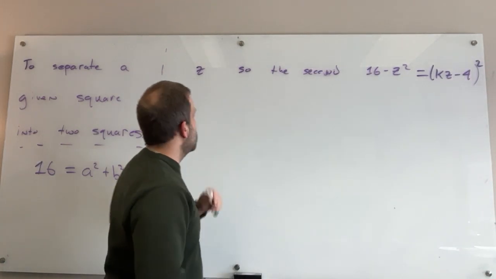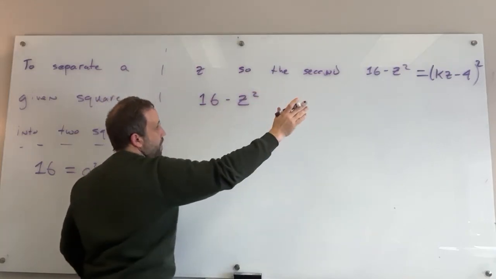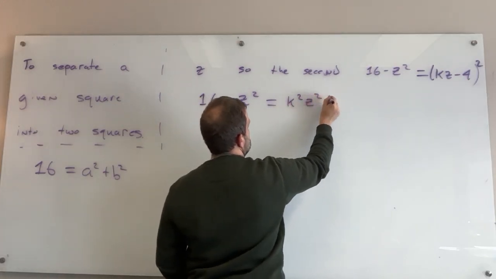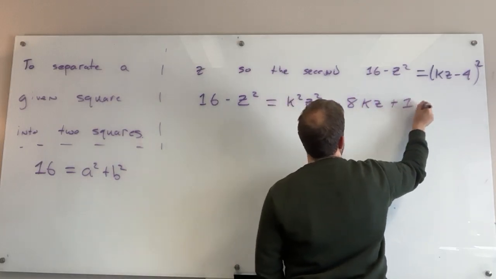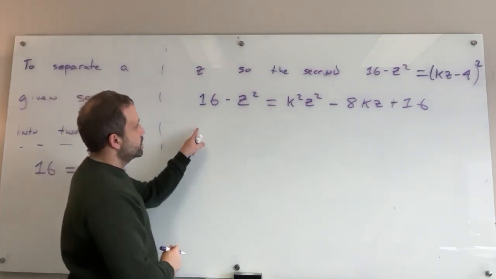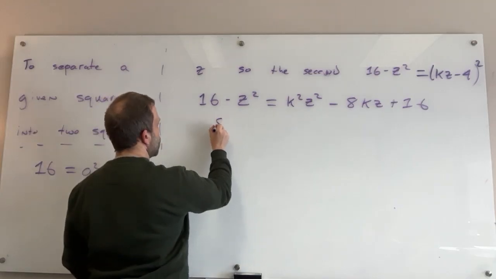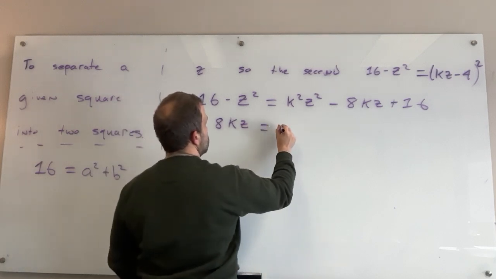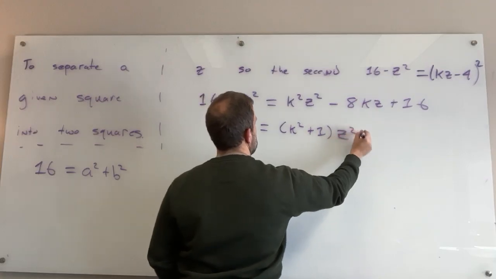Okay, so now just foiling that right-hand side there, we're going to get k squared z squared minus 8kz plus 16. The 16 there and the 16 there are going to cancel. And if we rearrange things, we get 8kz is equal to k squared plus 1 times z squared.